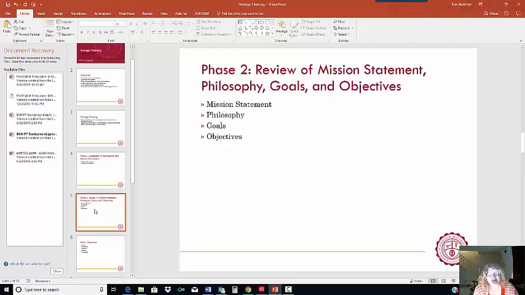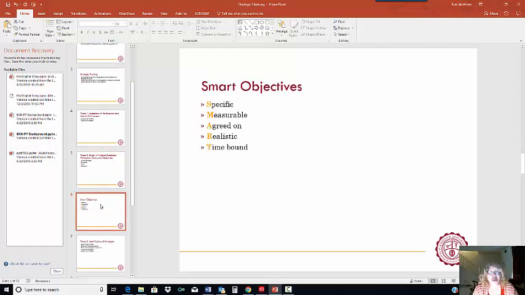Organizations must have objectives. Success involves the ability to write clear and concise objectives. A common method used by organizations is the SMART method. SMART objectives are specific, measurable, agreed on, realistic, and time-bound. In specific, the objective describes precisely what will be done. An example would be to reduce patient falls in 2019.